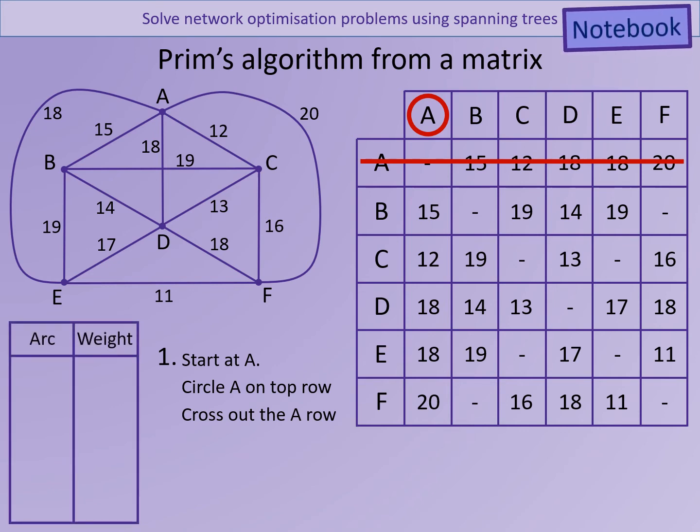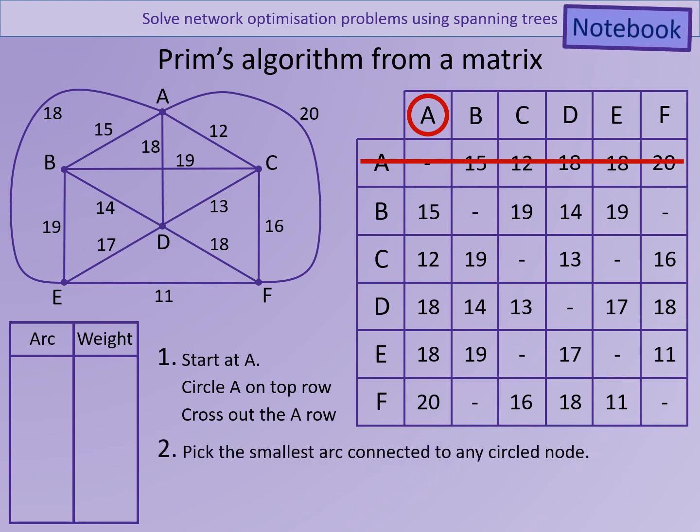We're still going to fill in a table showing the order of the arcs as they are added. So we are now going to consider the circled nodes. In this case, there's only one in the first step, just node A. We're going to look down that column and choose the arc of smallest weight and circle that. So AC is the smallest arc from A.